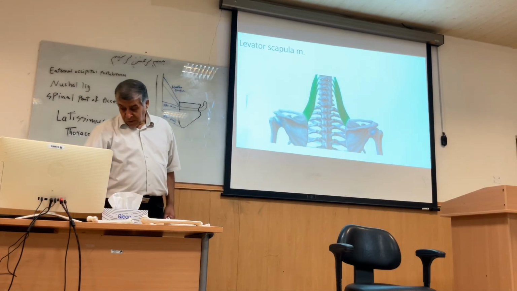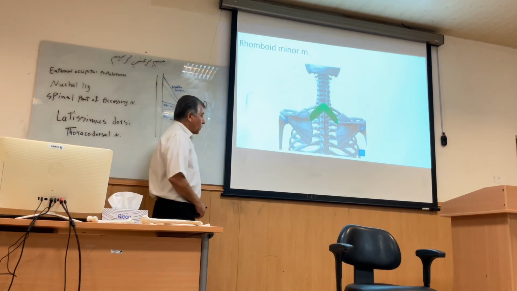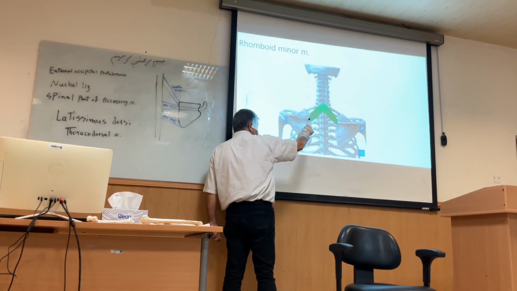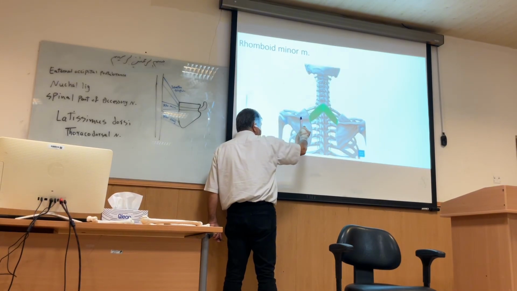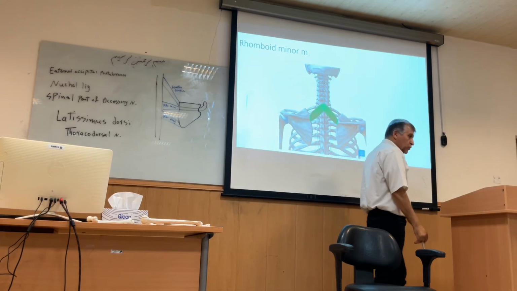Rhomboid minor, origin from lower cervical vertebra, and insert to the scapula at the level of the spine, the root of the spine.